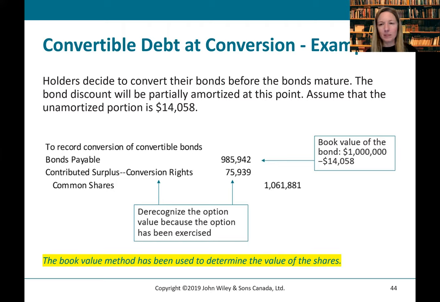$14,058. Okay, so the bond is only partially amortized. We need to clear out the contributed surplus. You know that there's our $75,939 because we exercised the option. The book value of the bond would be $1 million minus the $14,058, because we're told that there is $14,058 that's not amortized. We're just deducing what the value of the bond is on our statement of financial position through that simple math. So the bond must be on our statement of financial position at $985,942.